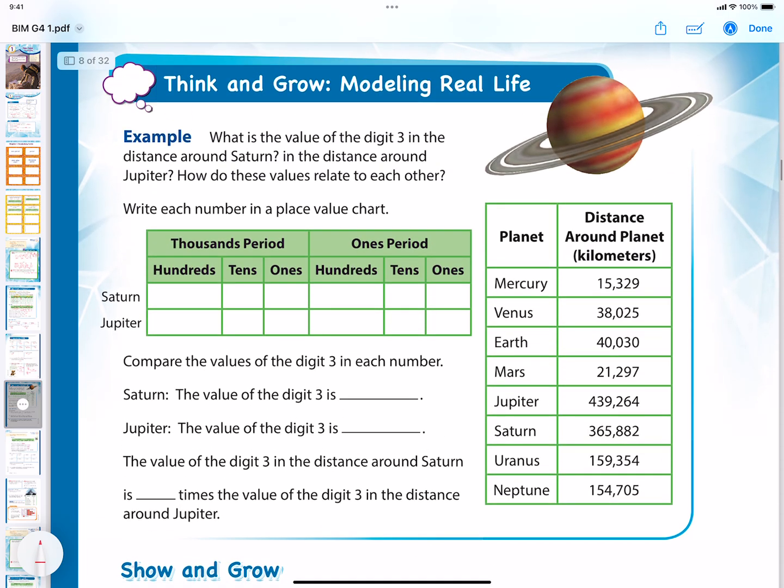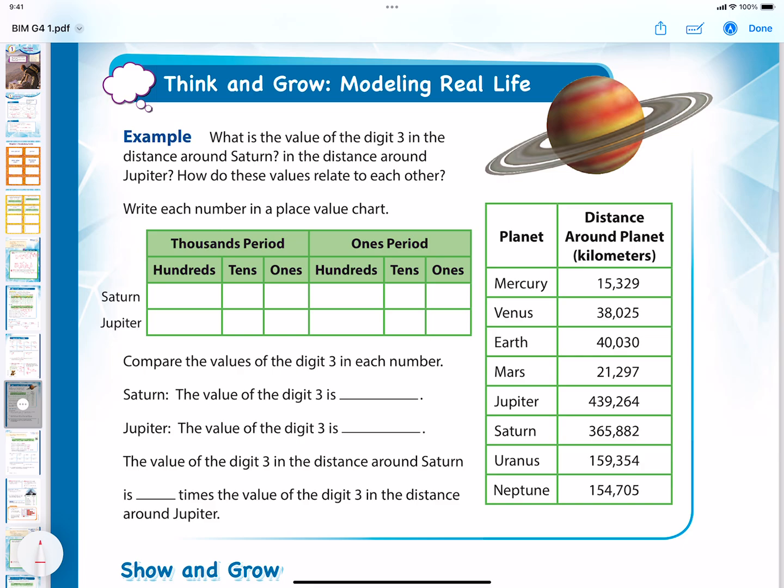Okay, Think and Grow, Modeling Real Life. Example: what is the value of the digit 3 in the distance around Saturn? In the distance around Jupiter? How do these values relate to each other? Write each number in a place value chart.